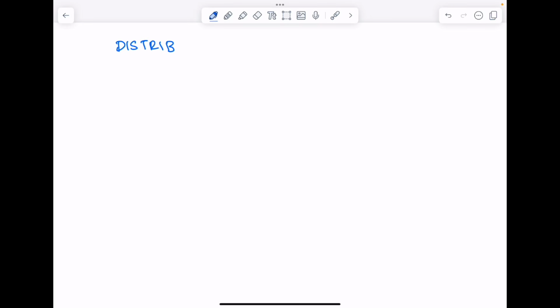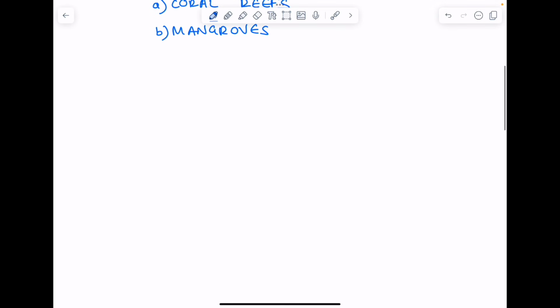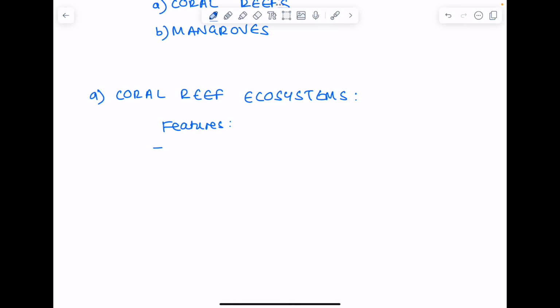Distributions and features of coral reef ecosystems and mangroves. We'll start with coral reef ecosystems. So what is commonly found? What are the features of coral reef ecosystems? Well, they're made up of things called coral polyps, which don't worry too much about whether you know that word, but it kind of doesn't make sense without it.